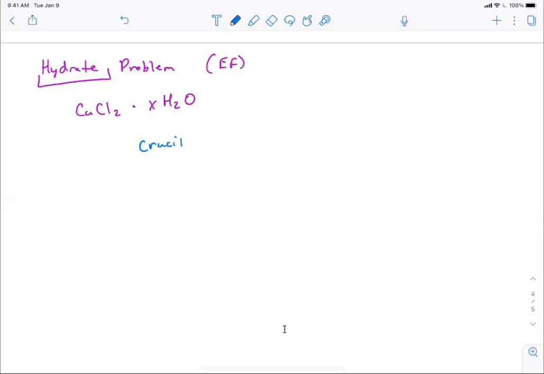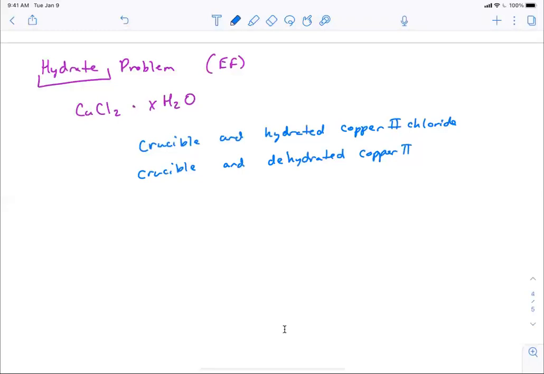They'll give you the mass of the crucible and the hydrated copper(II) chloride. Then they'll give you the crucible and the dehydrated copper(II) chloride. And then they'll just give you the crucible. Maybe not in that order, but those values. So it might be something like 16.05 grams, 18.12 grams, and then 17.34 grams. Actually, let me make this bigger. 16.44 grams. I don't know if these numbers are going to work or not, so we'll see.